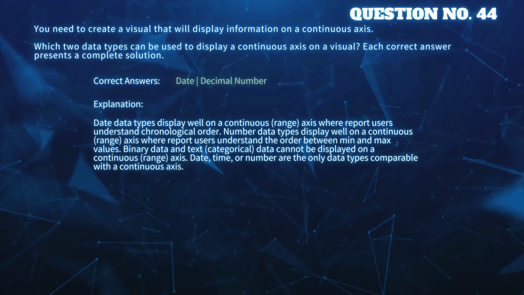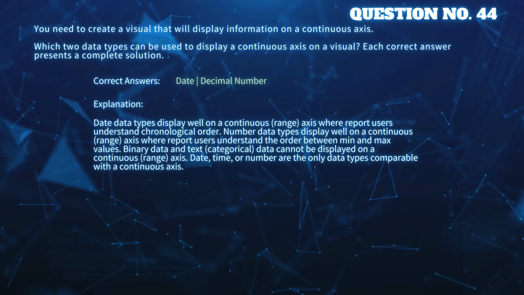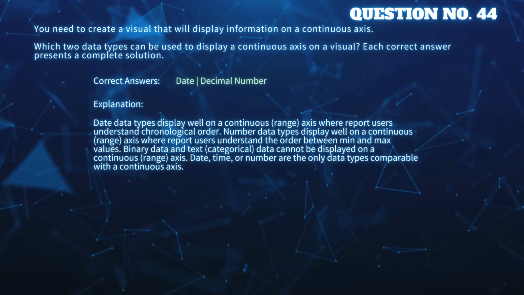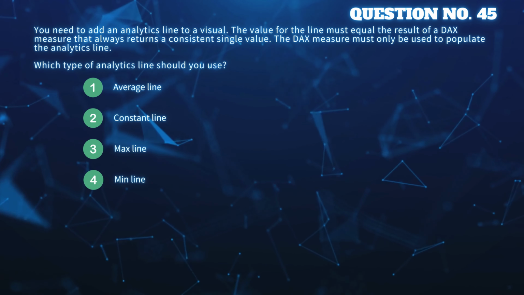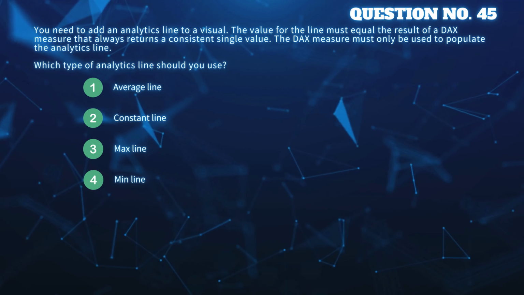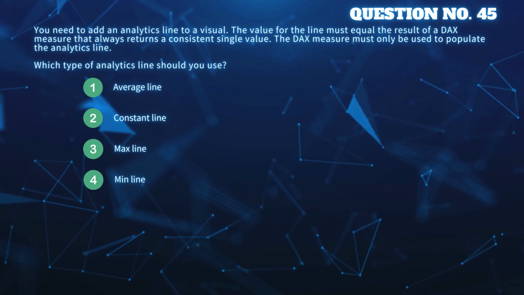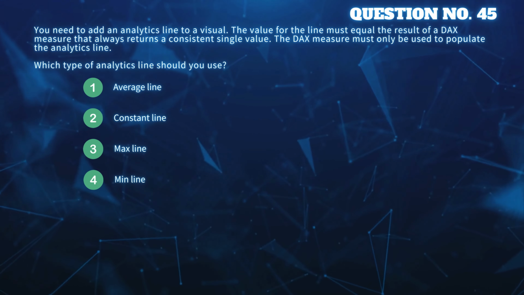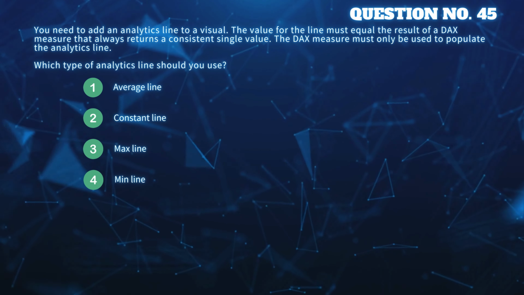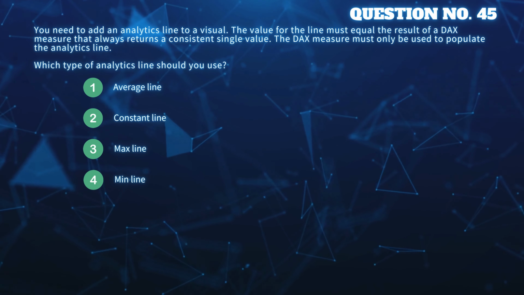Date, time, or number are the only data types comparable with a continuous axis. You need to add an analytics line to a visual. The value for the line must equal the result of a DAX measure that always returns a consistent single value. The DAX measure must only be used to populate the analytics line. Which type of analytics line should you use?